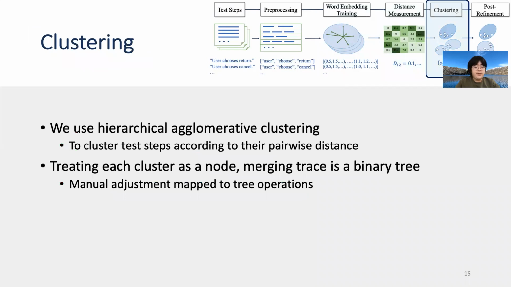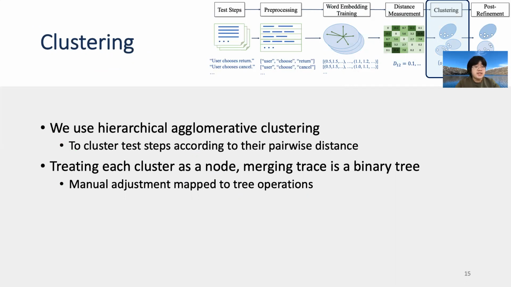Then, in the fifth stage, we cluster the test steps according to their pairwise distance. We choose to use the hierarchical agglomerative clustering method. In each iteration, the method merges two nearest clusters together until there is only one cluster remaining. Here, the nearness is measured by the average pairwise distance between the two clusters.